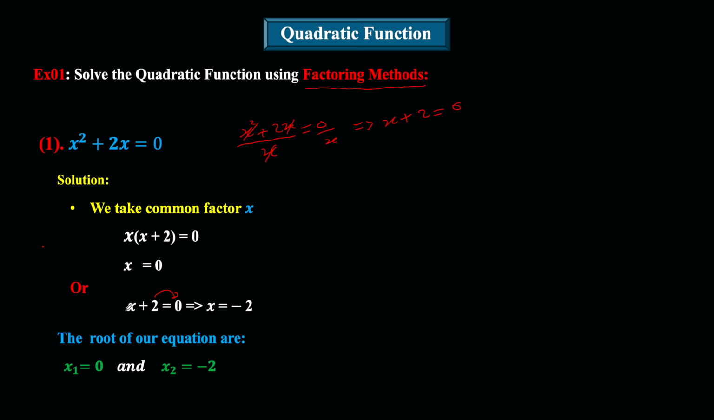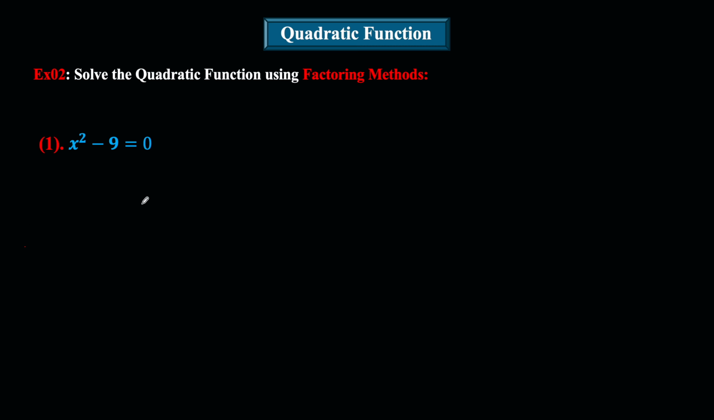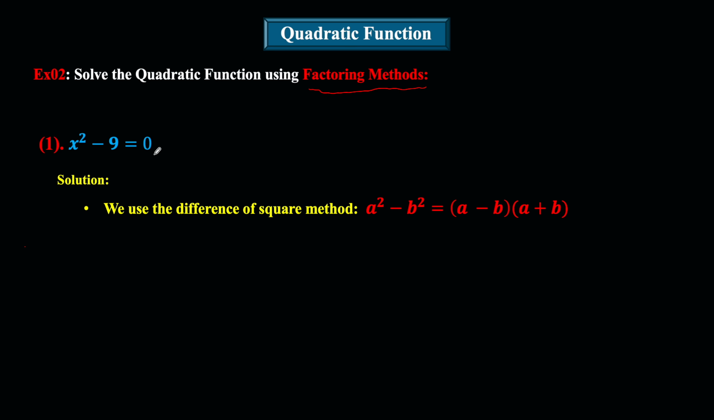So as a conclusion, the roots of our equation are x1 is equal to 0 and x2 is equal to minus 2. Let's see the second example. Again, explicitly it says use factoring method to solve the quadratic function. So when you have this type of equations, x squared minus 9 is equal to 0, we always use this method. We use the difference of squares method.